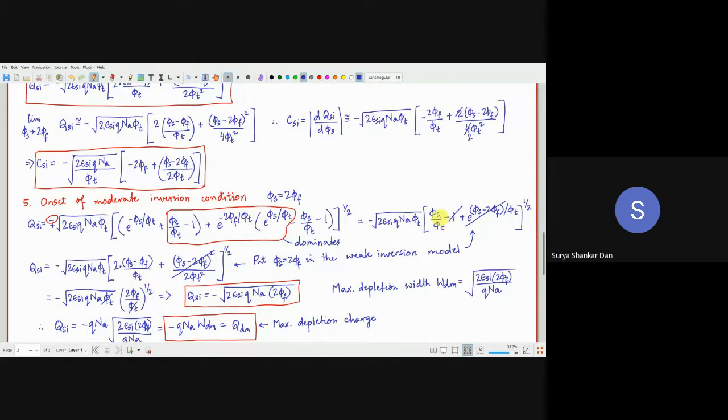Here also, what is the situation? This is phi s by phi t, right? So phi s is 2 phi f again. So 2 phi f by phi t. In either way, you are going to reach this relation, which is this.